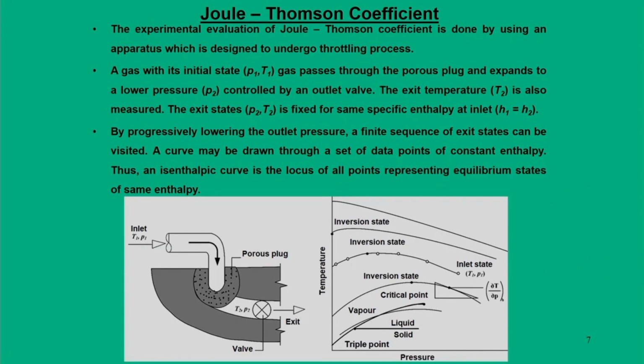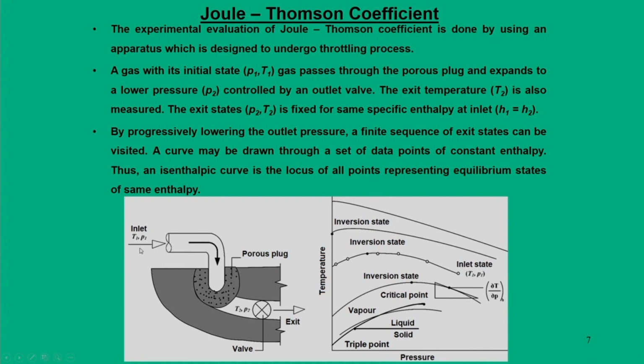Now let us move towards the experimental evaluation of the Joule-Thomson coefficient. We mentioned that for given inlet conditions, when a gas or fluid enters a throttling device, the final pressure is going to reduce, but what happens to the temperature? To find out, we can do this in a regulated, precise manner. We consider a gas that enters a system and passes through a porous plug followed by a valve.